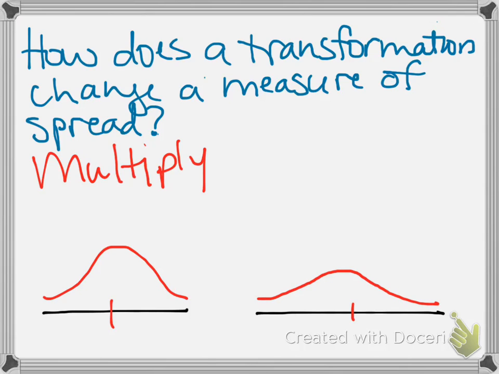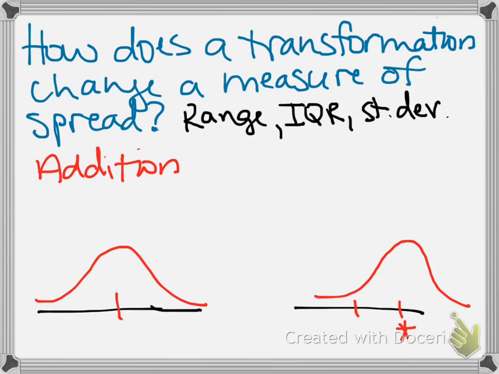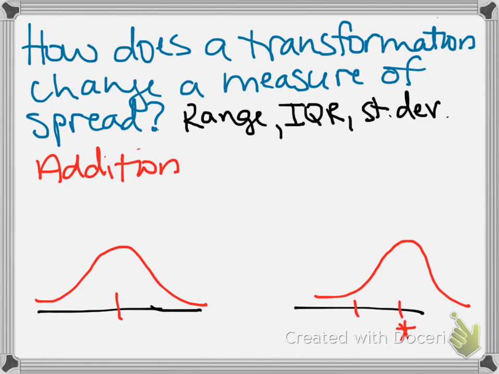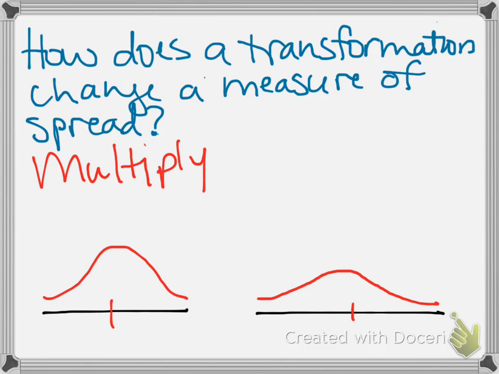So again, just to review these points, for our measures of spread, adding or subtracting a value to our data points is not going to have an effect on our measures of spread. However, multiplying our data by some constant will have an effect.